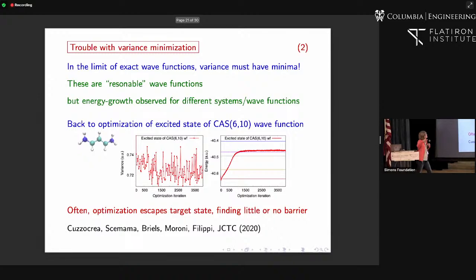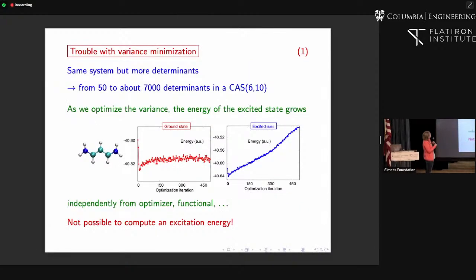So what is the trouble with variance minimization? In the previous slide, we optimized the wave function with few determinants, and now we go to a bigger wave function. I'm optimizing the variance for the two states. The variance goes down. I'm not showing it, but what we find is that the ground state energy appears to be converging and the excited state energy keeps going up and up and up. So if I do variance minimization, I'm not converging to anything, even though the minimization of the variance converges. And of course, you can compute an excitation energy and get whatever you want, stopping along this number of iterations in your optimization.